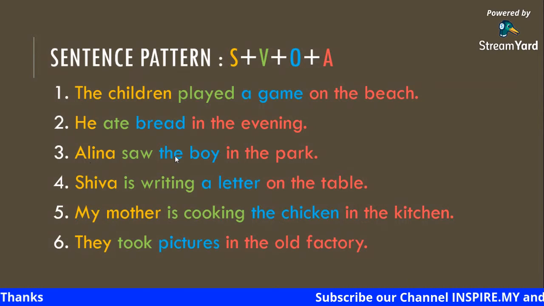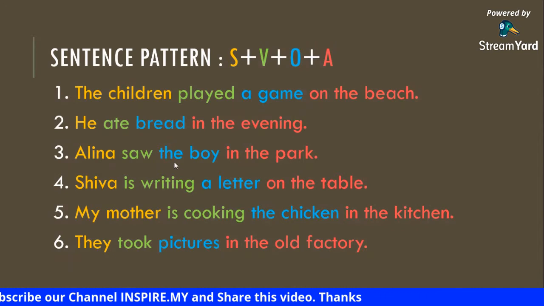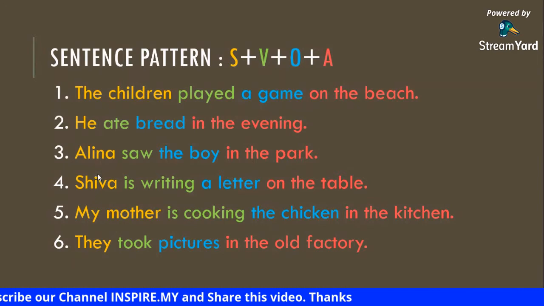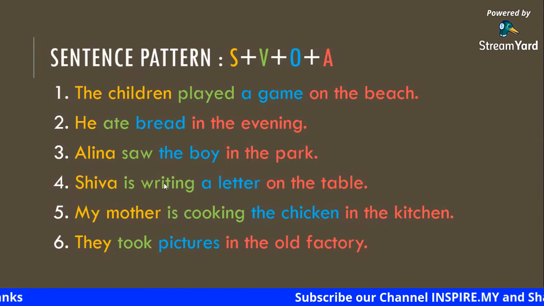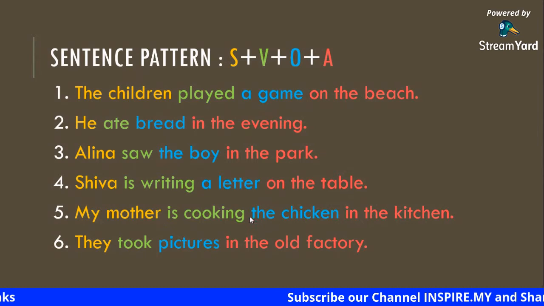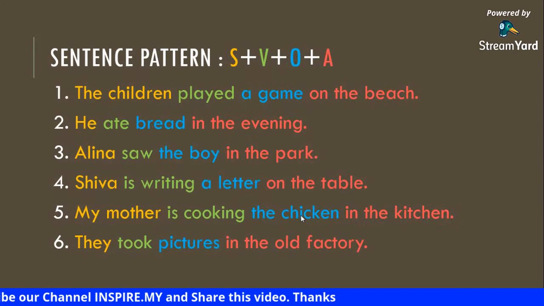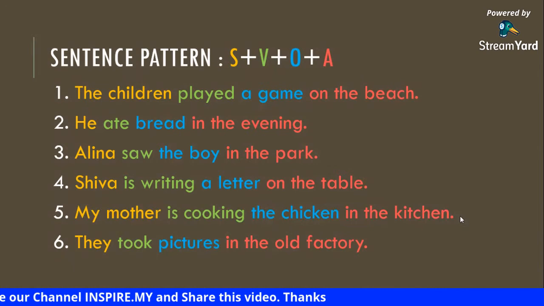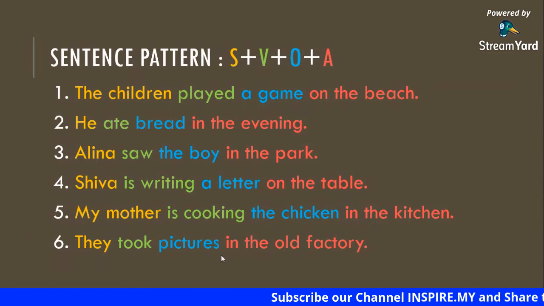Alina saw the boy. So we could have ended either in the intransitive, but we needed the transitive verb, so we needed the object. So Alina saw the boy. Where? In the park. Shiva is writing a letter. We could have ended this with Shiva is writing, full stop. But we just added Shiva is writing a letter. Where? On the table. My mother is cooking, full stop. We could have ended this. But we add our chili padi and whatnot. We say, my mother is cooking the chicken. Where? In the kitchen. So this is how we expand the sentence. Okay? They took pictures. Where? In the old factory.